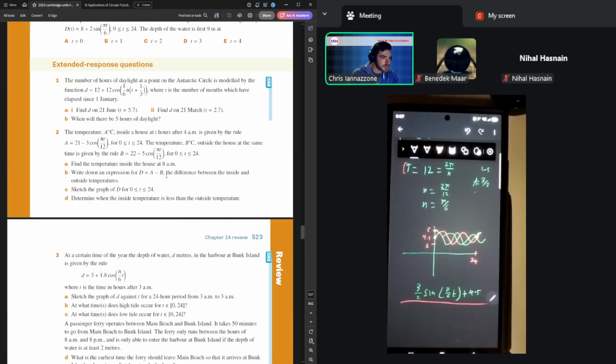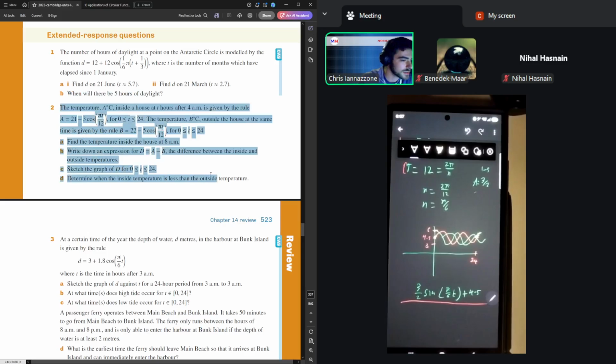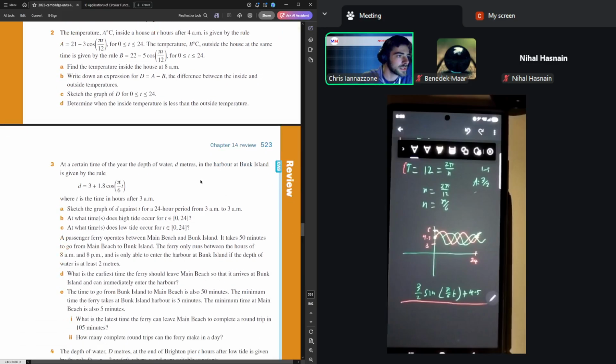Alright. What's a good place to start? We have the function, find d on different time values. Nah. Okay, let's do question 2 maybe. Temperature inside the house is given by that temperature equation, A of T. Temperature B outside the house is given by the exact same sort of idea. Okay, so A is inside the house, B is outside the house, sure.